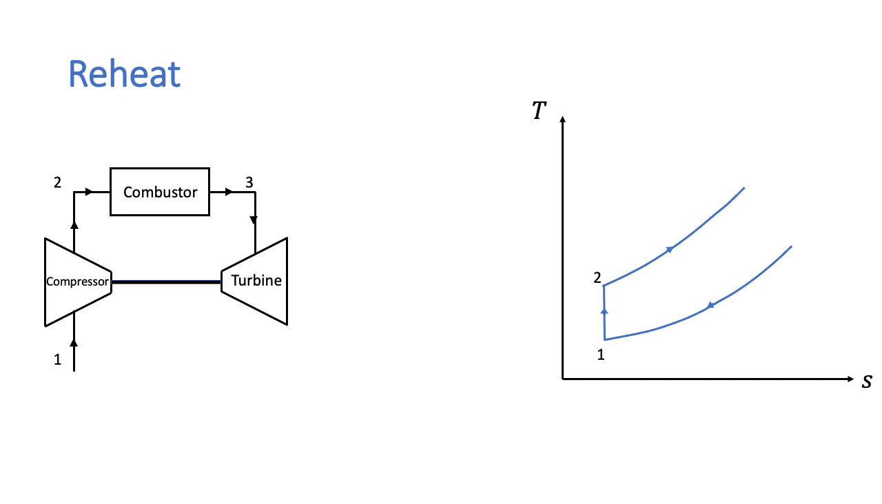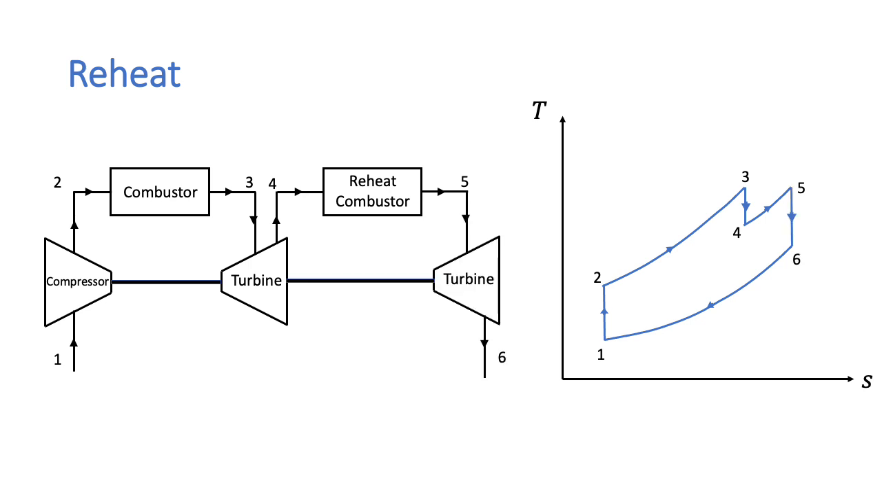We can increase the amount of work that we get out of a Brayton cycle by using a process known as reheat. In this, we expand the hot gases in 2 stages rather than a single stage. When the gas comes out of the first turbine, we expand it only partially, from 3 to 4. The gases then go into a second combustor known as the reheat combustor, and we heat them back up again to stage 5. It then expands through a second turbine.